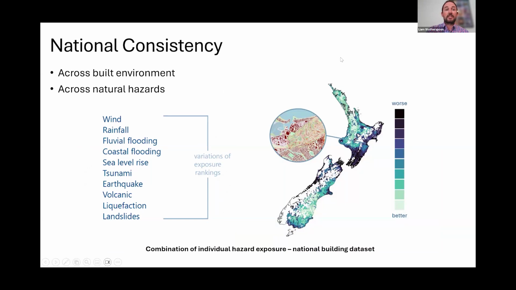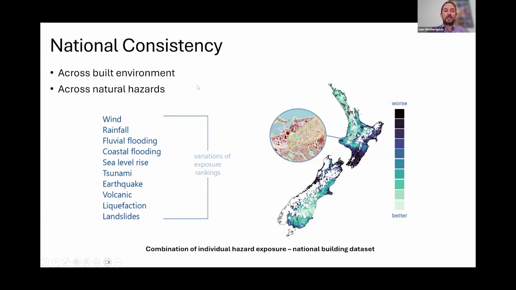National consistency is really key when we're thinking about things at a national level, because you've usually got a patchwork quilt of different information that is different in terms of resolution, character, etc. So it's really important, if we're going to assess things, that we ensure they are consistent. And that's across both the built environment data that I talked about previously, and also different hazards.